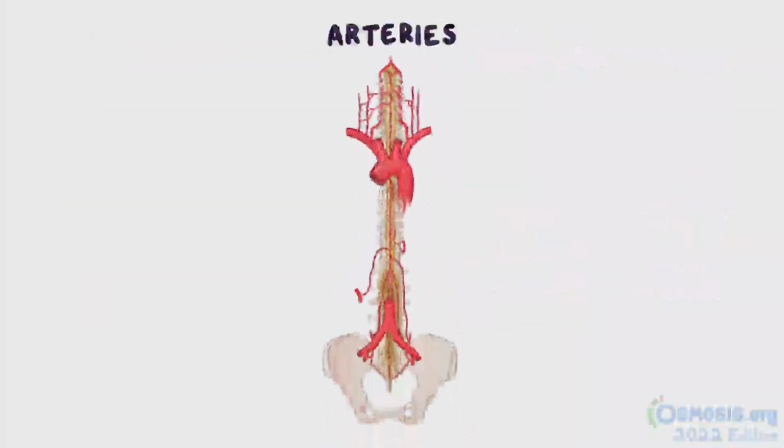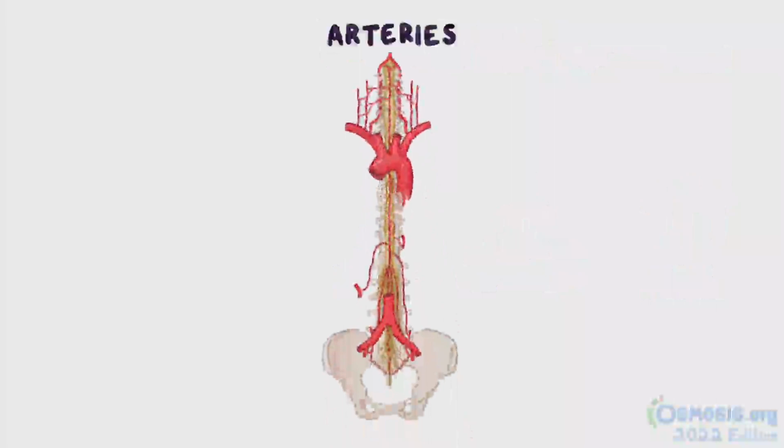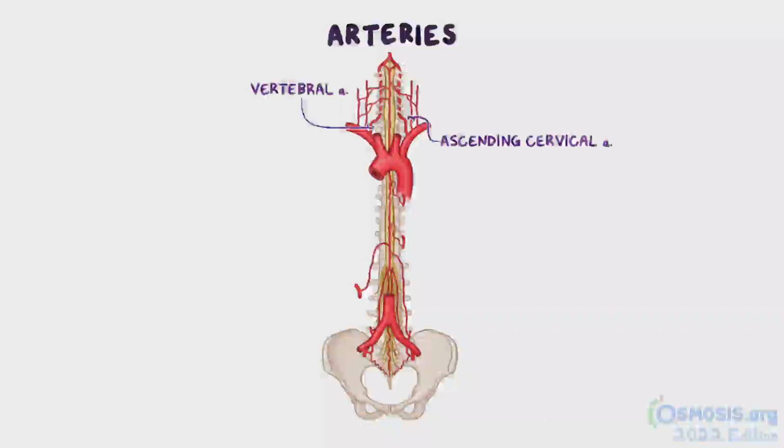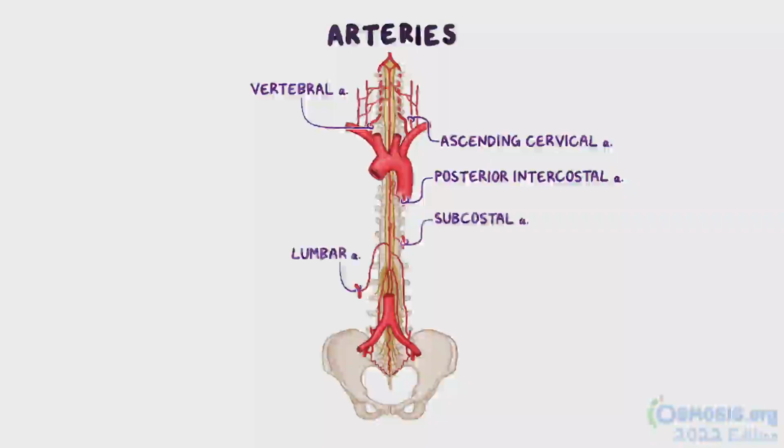Alright, let's start with the arteries of the vertebrae, which arise from various larger parent arteries depending on the level of the vertebral column. In the neck, parent arteries include the vertebral and ascending cervical arteries. In the thorax, the posterior intercostal arteries. In the abdomen, they include the subcostal and lumbar arteries. And finally, in the pelvis, parent arteries include the iliolumbar, lateral sacral, and median sacral arteries.